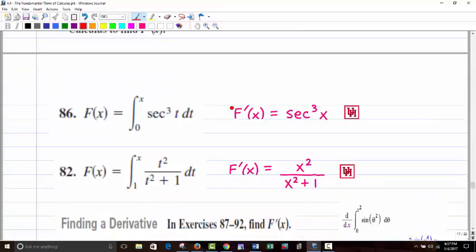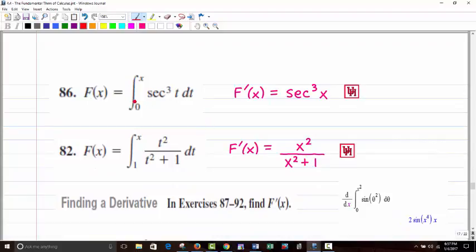Now, there is a way in Cal 2 to integrate secant cubed. It's very complicated. And for this kind of problem, even if you knew how to integrate it, you darn sure don't want to because this is super simple. But look how easy this is. It's defining f of x as this integral function. So it's not asking for us to figure out what f of x is. I think that might be the confusing part. It just wants the derivative of f of x without even knowing what f of x is. And that's perfect. That makes it so simple.